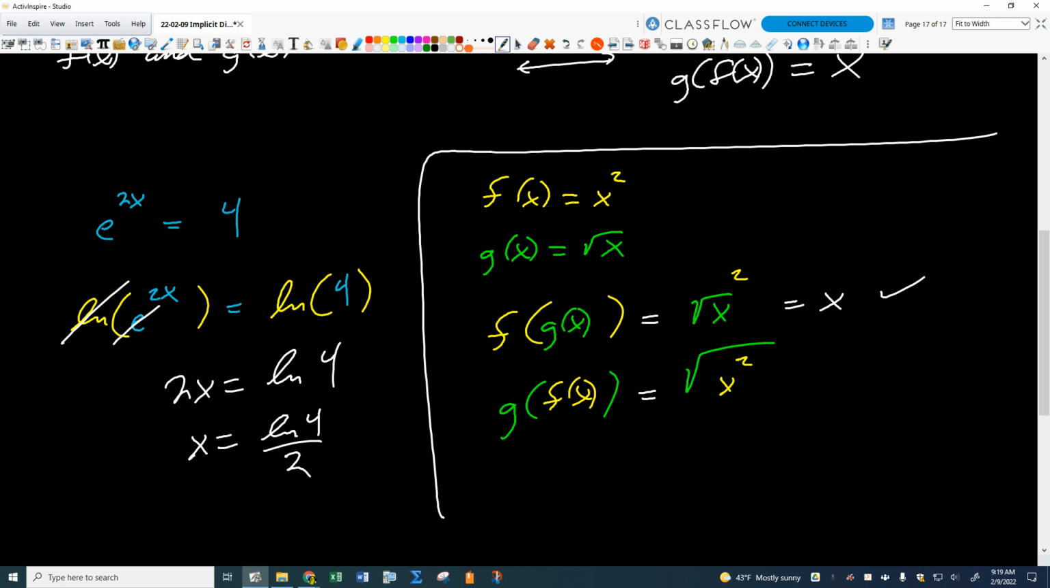What is the square root of x squared? Do you remember? Well, okay. I mean, close. It's the absolute value of x. That's where that plus or minus comes from, right? And so that one fails. That is not x. The absolute value of x is different than x. So it fails the test for inverses, and we just proved that they're not inverses.